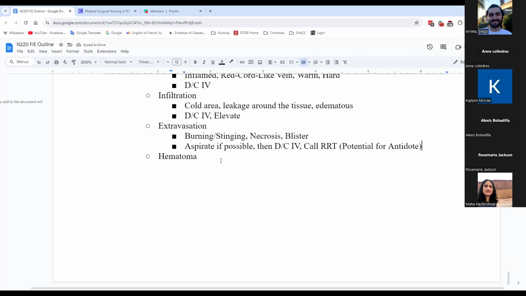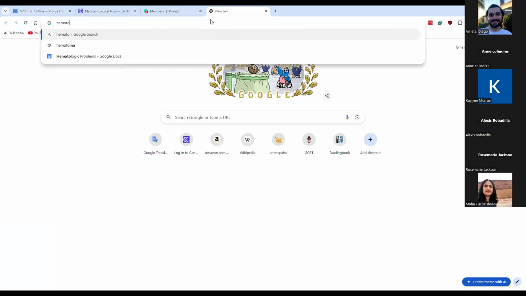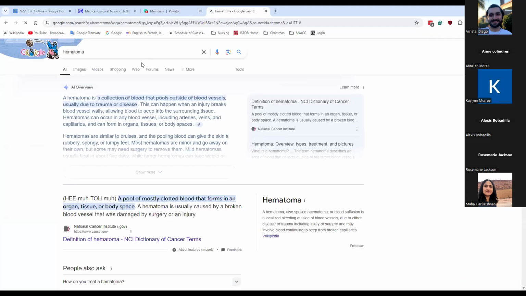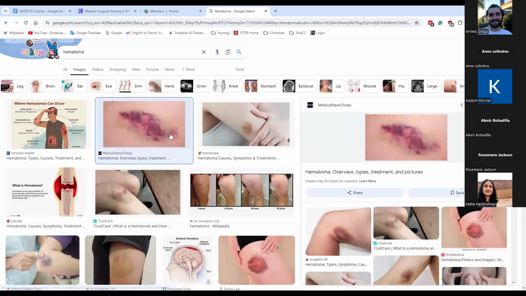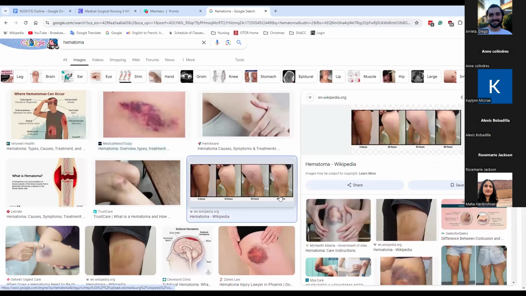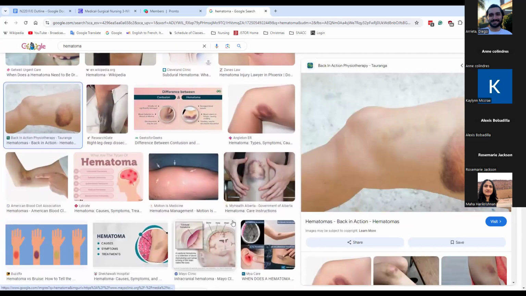Cool. And then hematoma. How would you describe that? What do you guys think about hematoma? Looking like this. Maybe a little bit like that. Maybe a little bit like this.